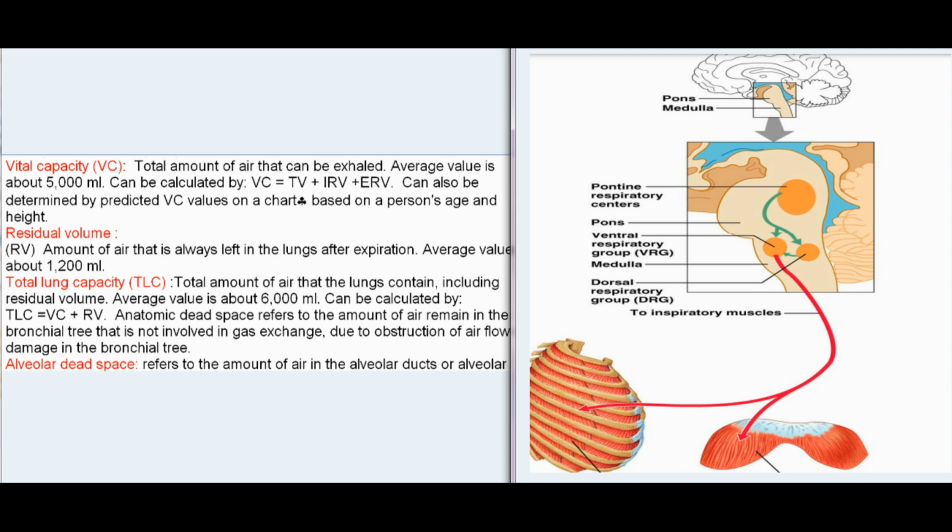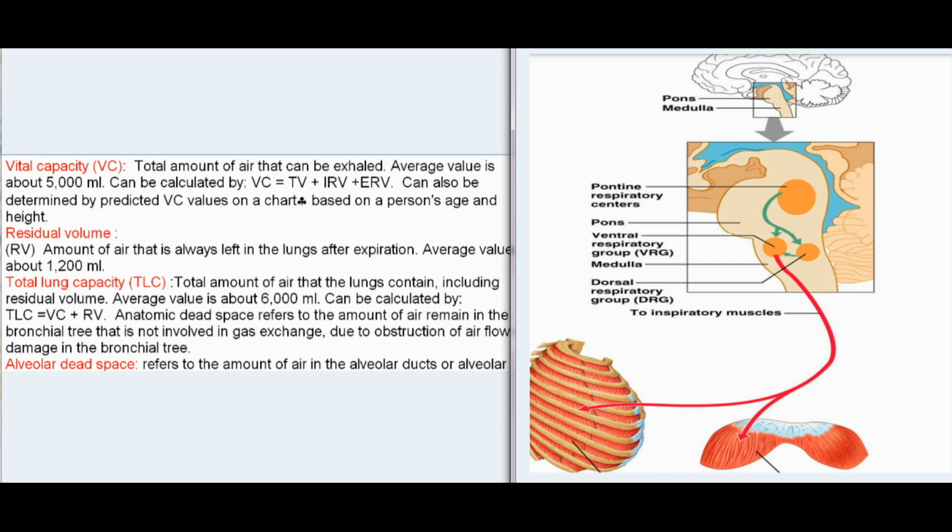Residual volume, RV, is the amount of air that is always left in the lungs after expiration. The average value is about 1200 ml. Total lung capacity, TLC, is the total amount of air that the lungs contain, including residual volume. The average value is about 6000 ml. It can be calculated by TLC equals VC plus RV.